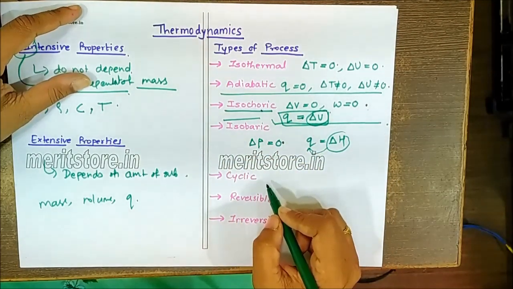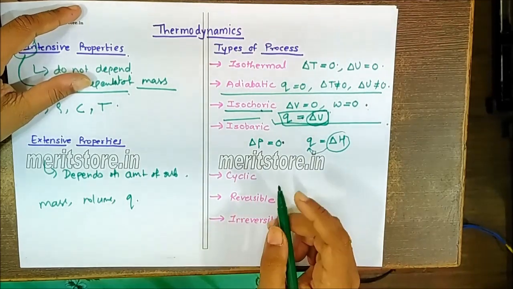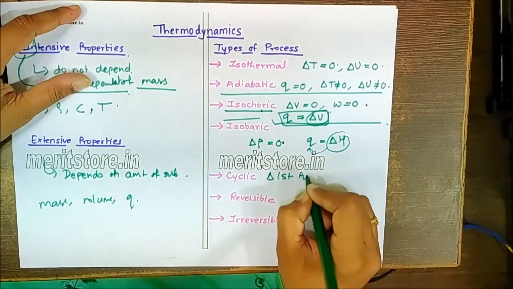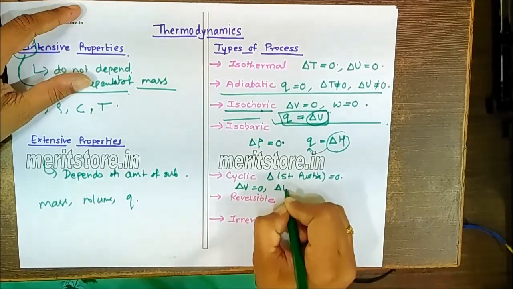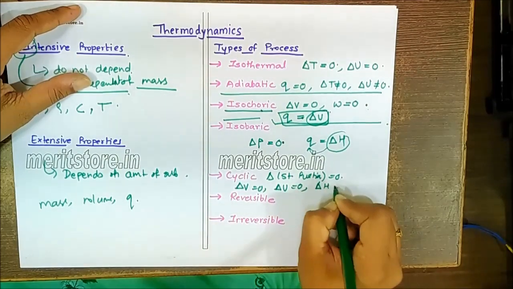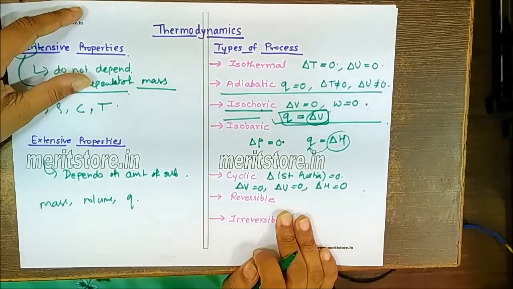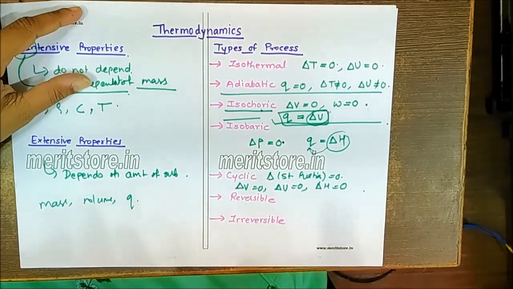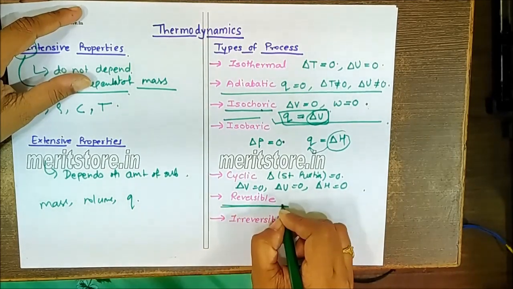For cyclic processes, a series of changes of state that finally returns to the initial state is called a cyclic process, where the change in any state function equals 0. So in short, delta V equals 0, delta U equals 0, and delta H also equals 0. Reversible process: where the driving force and the opposing force differ by an infinitesimally small amount. So they are very slow processes, hypothetical, ideal, non-spontaneous. Maximum work is obtained under the reversible process.